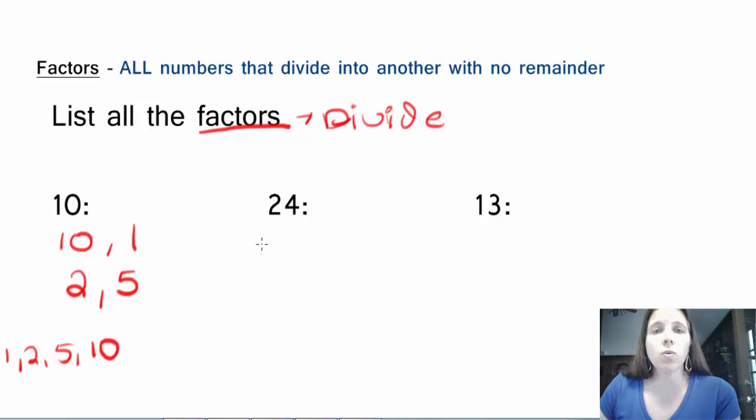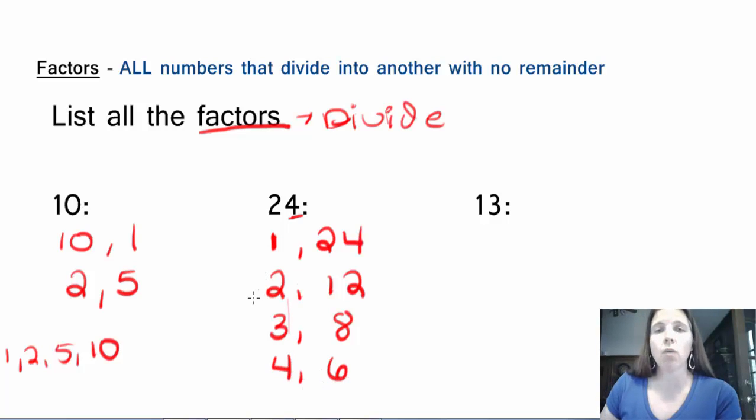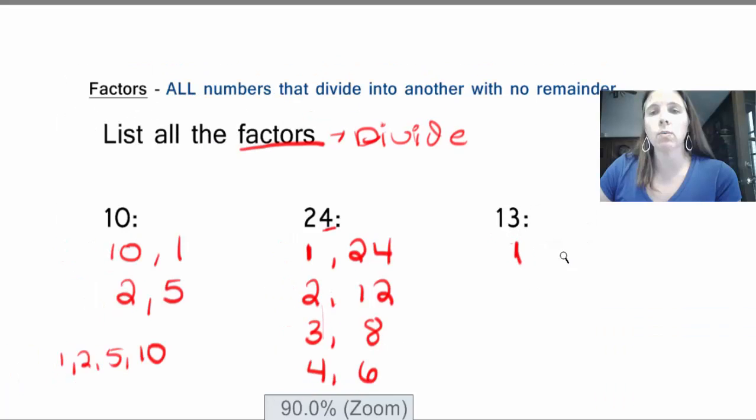Okay, so 24. We know 1 and 24, since 1 will go into every number. It's an even number, so we know 2 will go 12 times. If you add 2 and 4, you get 6, so we know 3 will go into it 8 times. Will 4 go into it? Yes, 4 and 6. Some of these you just know. Will 5 go into it? No. And then we're back to 6. Will 6 go into it? Yes. You don't have to keep going. Okay, that's it.